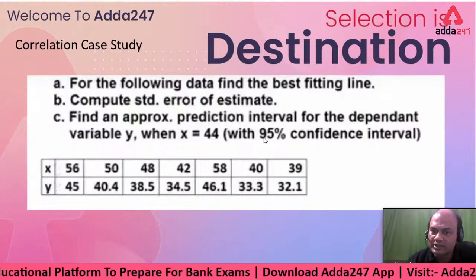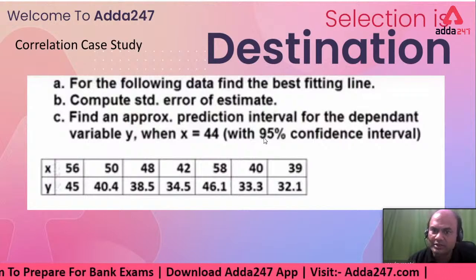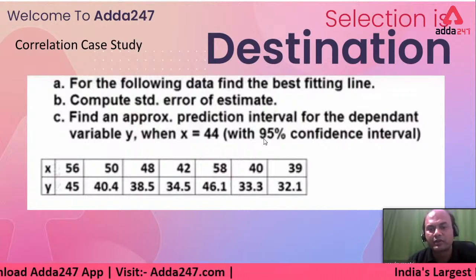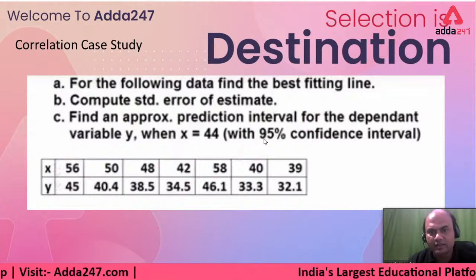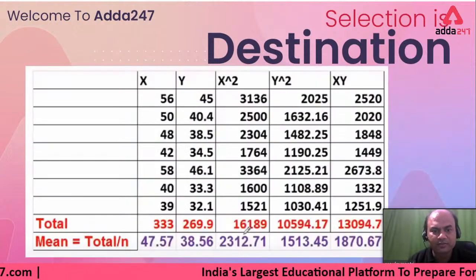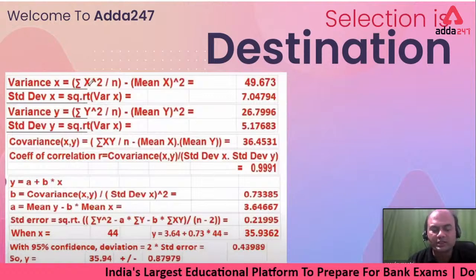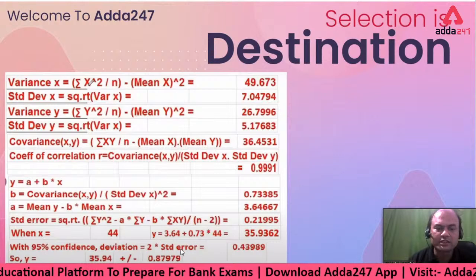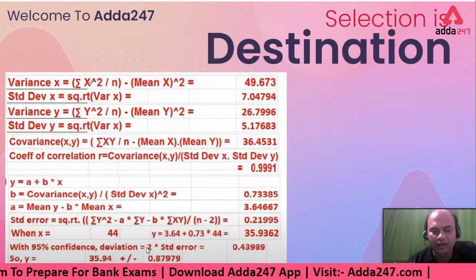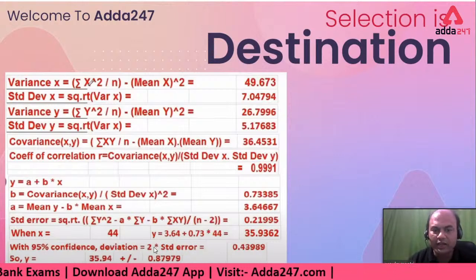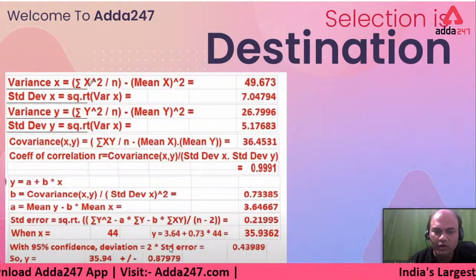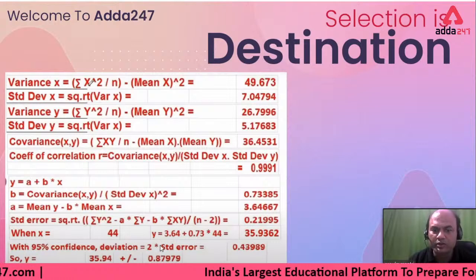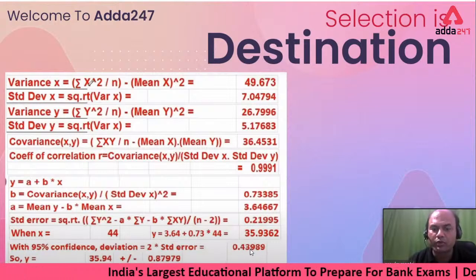What is the confidence interval for 95% here? Yesterday we had seen that 68 is 1, 95 is 2, 99 is 3. That's psi, right? Standard deviation. So you can refer to yesterday's lecture. So with 95% confidence, deviation equals 2 into standard error, right? 95 is 2, 99 is 3. So multiply 2 into the standard error, that is 0.21. So multiply that, you will get 0.43.